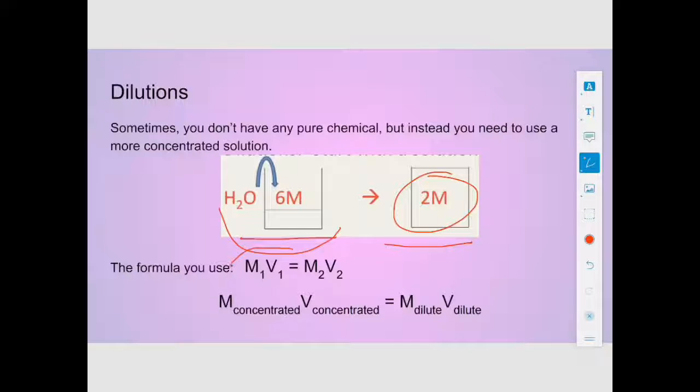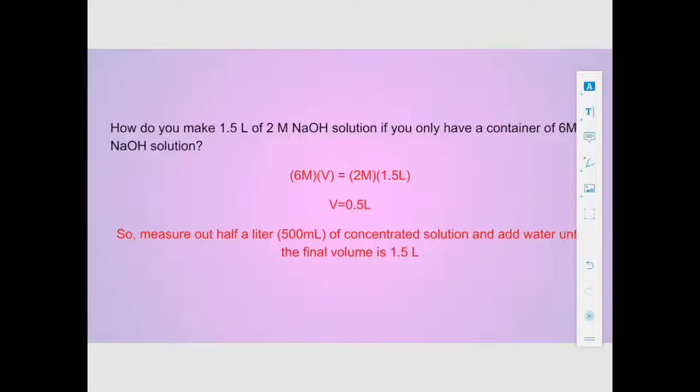And this is the formula we use right here. I recommend writing it down and just having it close by because it's nice to have it with you. But basically, the molarity of the concentrated times the volume that you will use in your new solution of that concentrated will equal the molarity of the dilute times the volume of the new dilute solution. And this one can be hard to wrap your brain around, so we're going to go a little slowly here and try and get through it together.